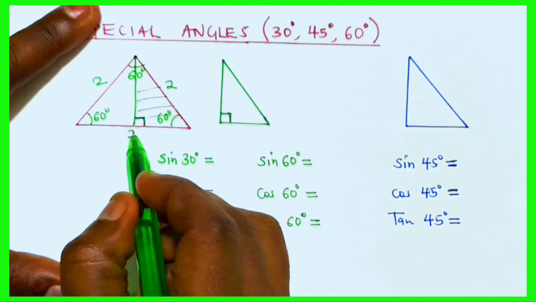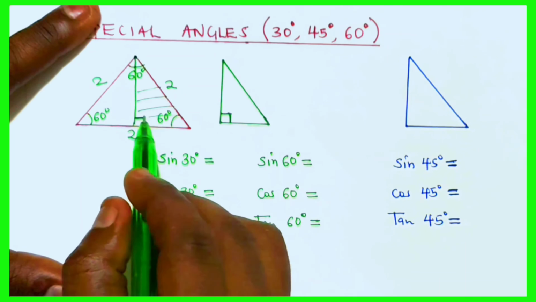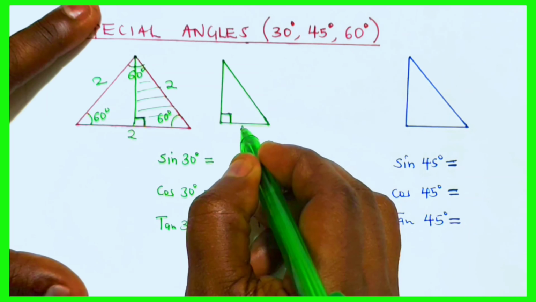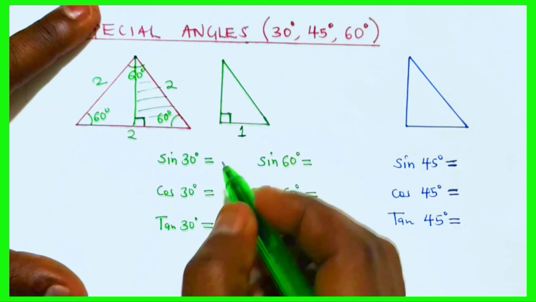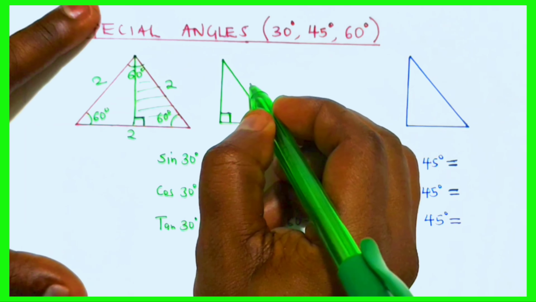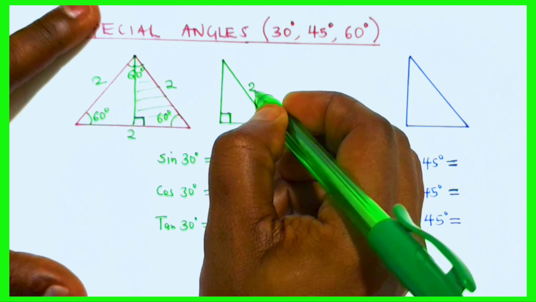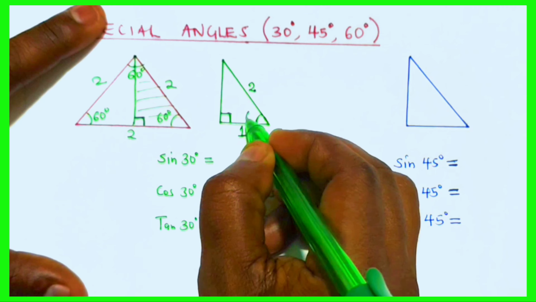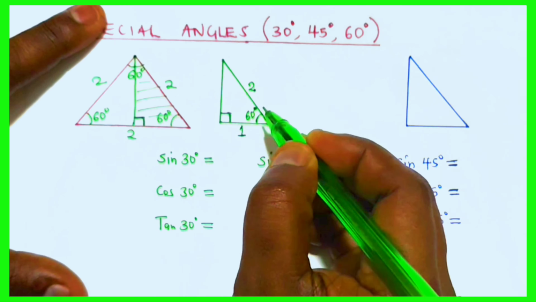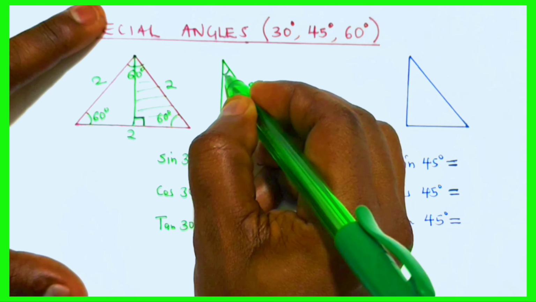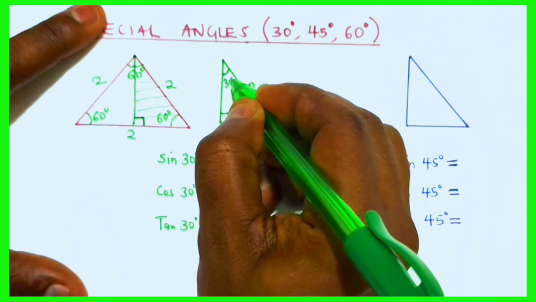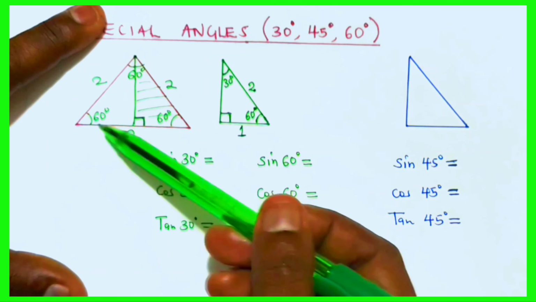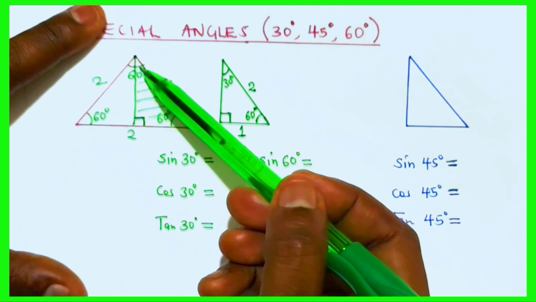So the base of this triangle, which now I will transfer to this other part, will be 1, and of course the hypotenuse will remain 2, and this angle here will be 60 degrees, and the angle that will be formed here will be 30 degrees, since the height of an equilateral triangle will bisect the angle here.